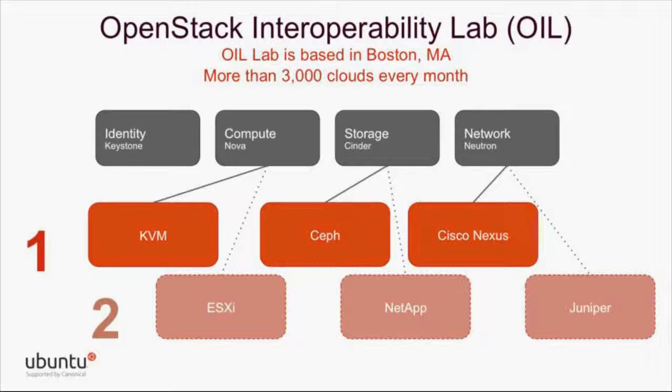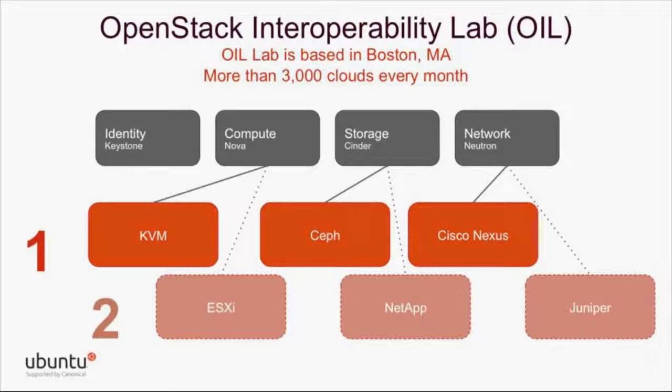So we set up something called the OpenStack Interoperability Lab, OIL for short. It's based in Boston. It's hundreds of nodes now that we use to build around 100 clouds. So we do 100 builds of OpenStack near enough every day there. And we do that using, of course, OpenStack at the top. We see identity for Keystone, Nova, Cinder, Neutron. But we do that then using different pieces of third-party or complementary technology.